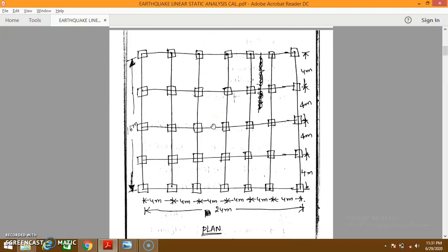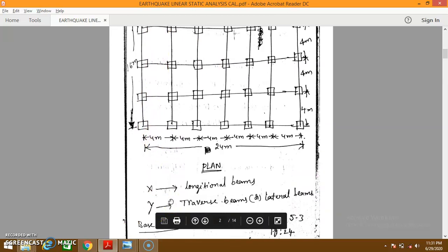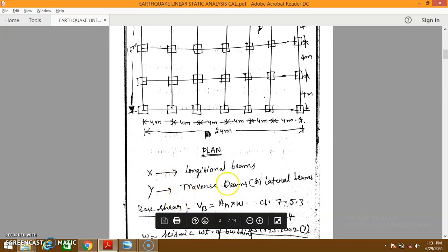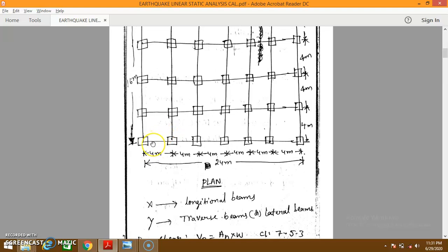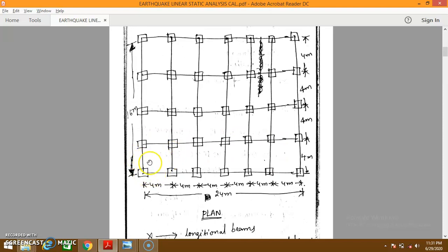Now the building plan. The building plan is already given. We have in x direction longitudinal beams, and in y direction transverse or lateral beams. In each bay in x direction, 6 bays are given. This is the bay, column to column width is the bay. 1, 2, 3, 4, 5, 6 bays are given. In the transverse direction, 4 bays are given: 1, 2, 3, 4 bays.